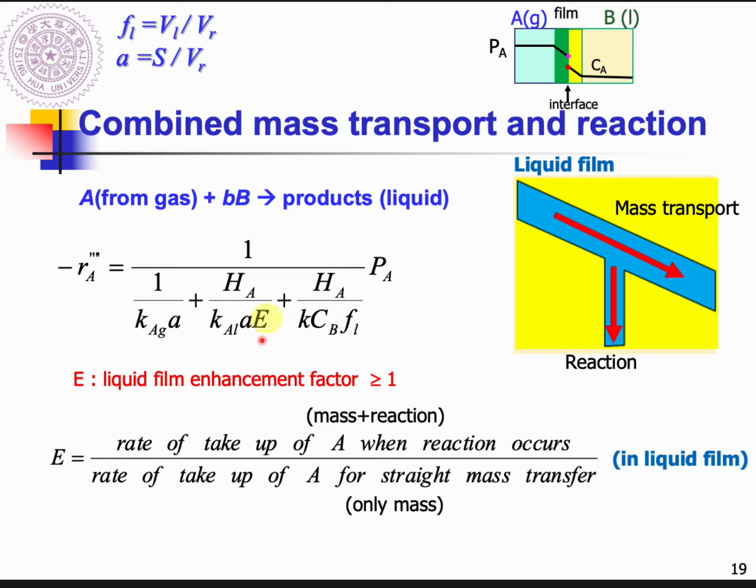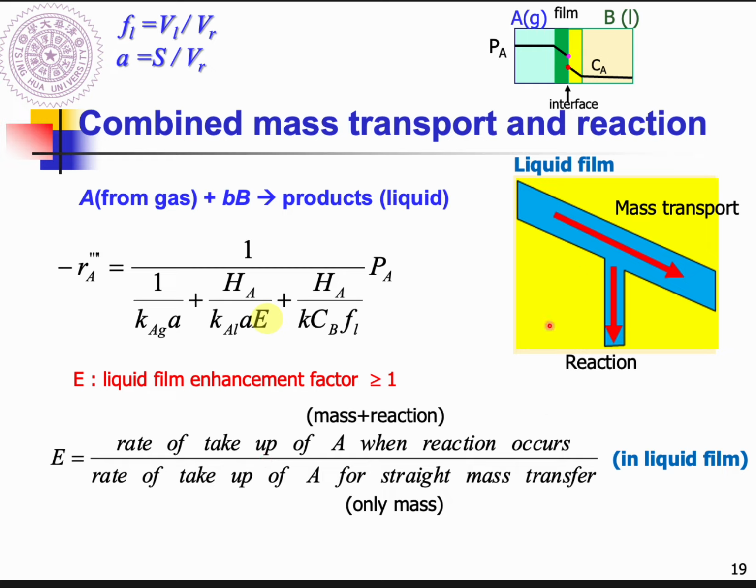And regarding E, the liquid film enhancement factor, what's the definition of E? It is the rate of uptake of A when reaction happens, so the consumption rate of A when a reaction happens in this liquid film. And the bottom will be the consumption rate of reactant A when we only have mass transport in the liquid film. As you expected, if you have reactions, you will consume more A molecules, right? So E must be larger than 1.